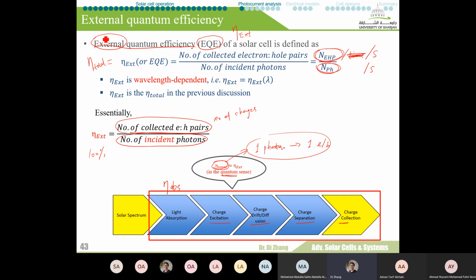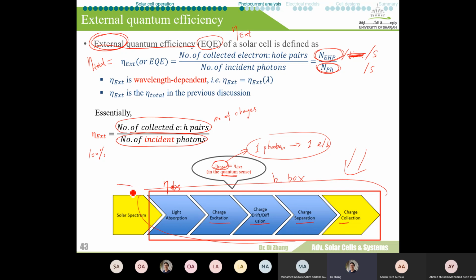And I would like to emphasize the word external here, because later we're going to have a very similar definition for another parameter that is not external, but is also called another kind of quantum efficiency. So the word external here means that you look at the solar cell from outside, from the external sense. In this case, the solar cell basically is a black box.